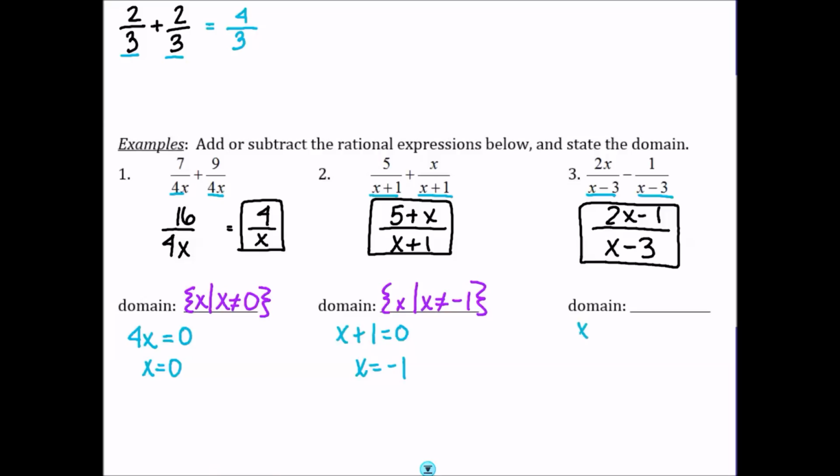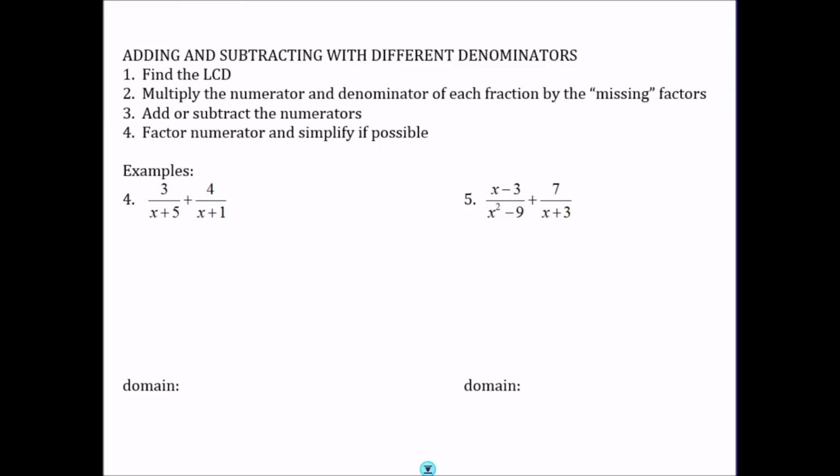Again, to find the domain, we set the denominator equal to 0 and solve. So we end up with x equals 3, which means our domain is x such that x does not equal 3. Now, sometimes you don't have fractions with the same denominator. So if you have to add or subtract rational expressions with a different denominator, you first need to find the least common denominator, or the LCD.